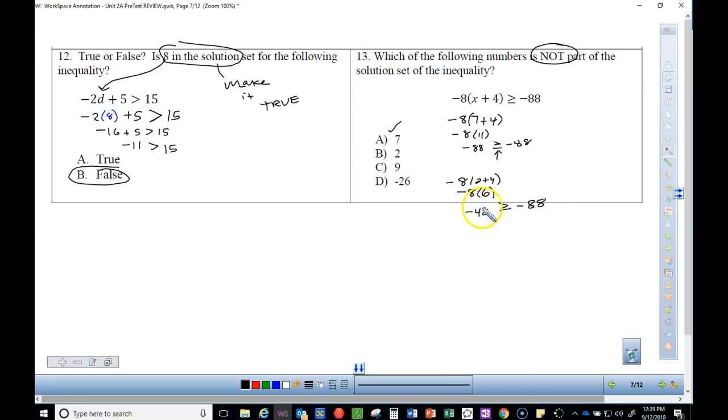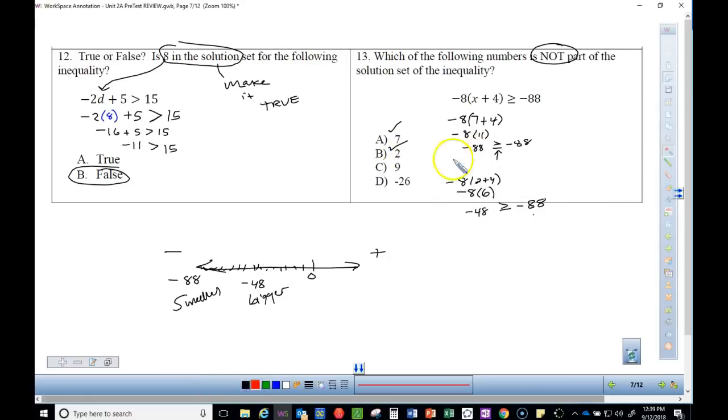So negative 48 is greater than or equal to negative 88. Well, negative 48 is bigger than negative 88 because this is more negative, right? So this is lower. If I look at a number line, here's 0, negative 1, and so on, here negative 48, 50, and so on, all the way to negative 88 way over here. So this is smaller, and this is bigger. So negative 48 is bigger than negative 88. That's true. All right, so the first two are true.